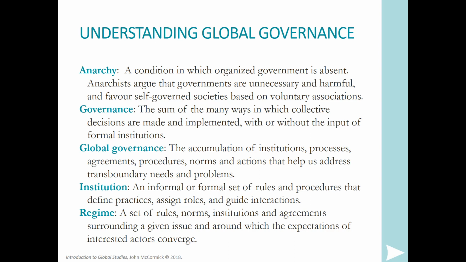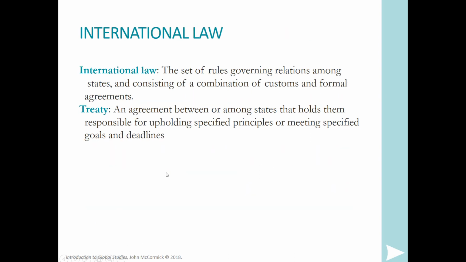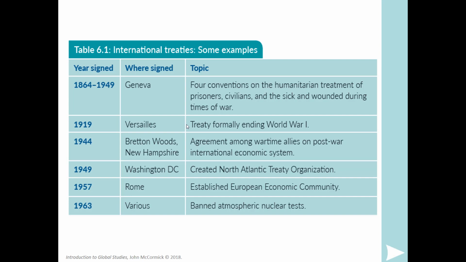Global governance would be when you listen to the United Nations, for instance, or the European Union is another global governance. So, institutions and regimes. So you can look at the difference there. International law: we have a lot of international laws that we follow as a country and as a world, and treaties. These are just pacts among states or between states, depending on what the issue is.